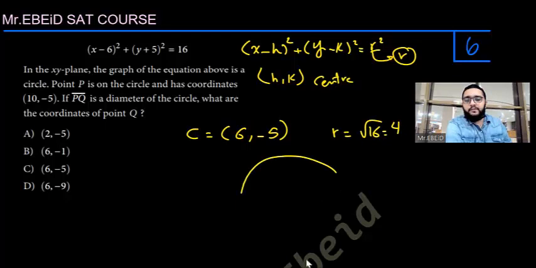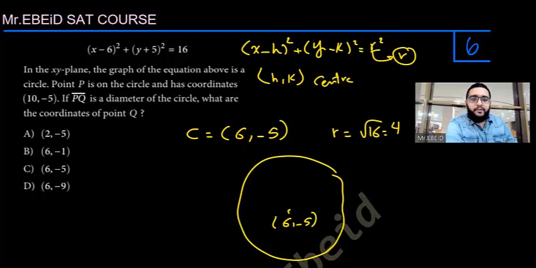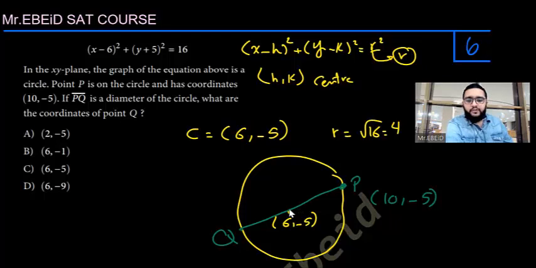Let's draw the circle. This is the center, which is 6 and negative 5. The radius is 4. Now we have a diameter, which is PQ, just like that. This is P and this is Q. P is 10 and negative 5. How can we find Q? You can use logic to answer this question. Also, you can use the distance between two points rule, or the midpoint rule. But I think logic is better. The y coordinate is negative 5, so it will be negative 5. The x coordinate goes from 10 to 6, so 6 subtract 4 will be 2. So the answer is 2 and negative 5. Let's move to the next question.